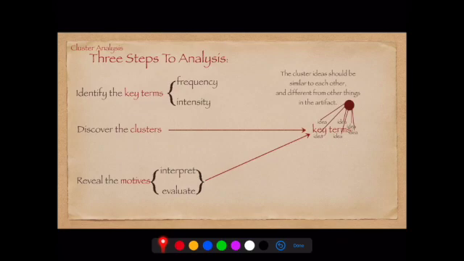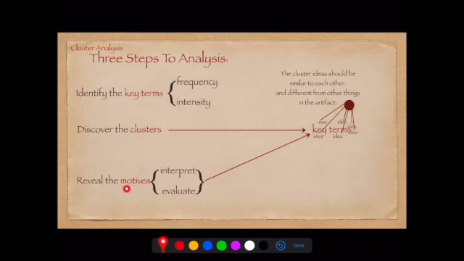So you may have a harder time drawing out an absolute break. But there's a difference here between discovering the clusters and mapping the ideas that are around the clusters. Mapping your clusters is how the language often goes. And when you reach this place where you are revealing motives by interpreting and evaluating, what are you interpreting and evaluating? The key terms and the ideas that are around them. So here, in the analysis, you're more or less discovering these. You're showing us what they are.